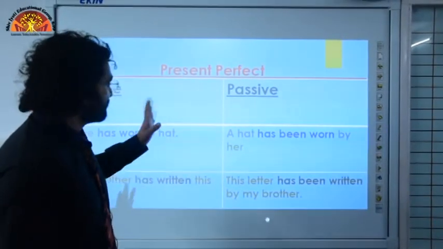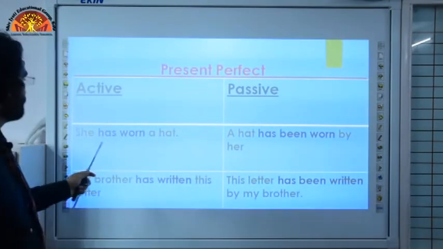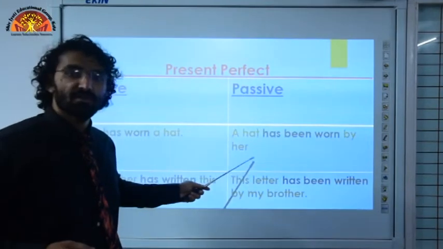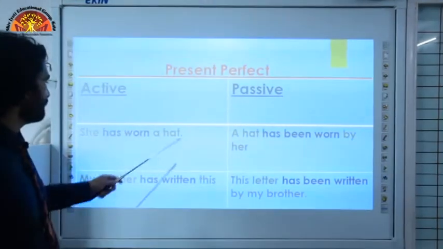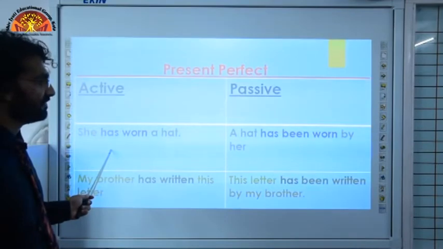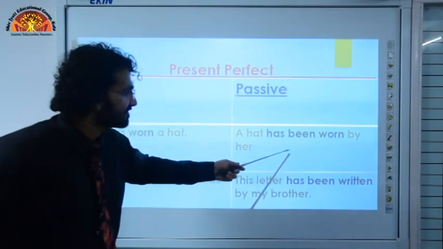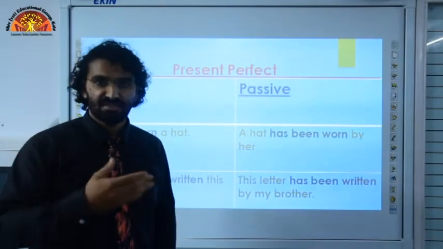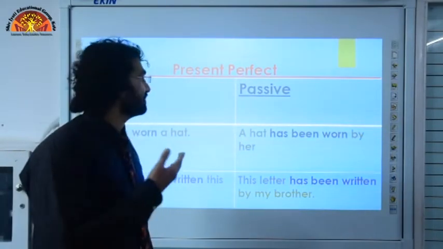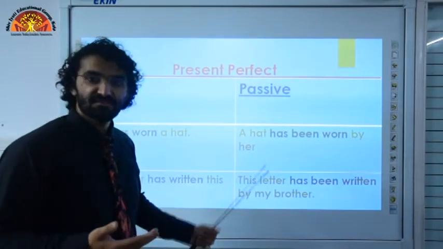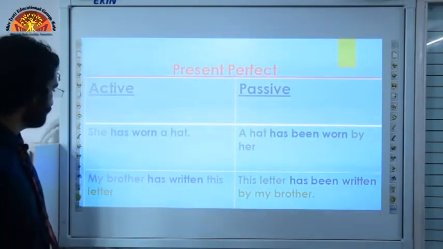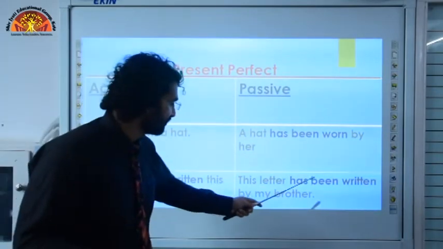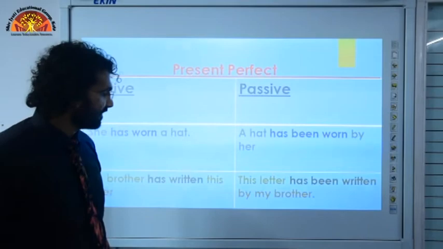We will cover present perfect now, okay? She has worn a hat. A hat has been worn by her. What we have done, since it's the case of present perfect, we are going to use has been here. You remember we studied all these tenses before. When it is about present perfect, we use has been. See the example number 2. My brother has written this letter. This letter has been written by my brother.